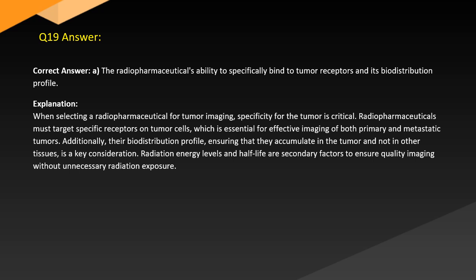Answer. Correct answer A. The radiopharmaceutical's ability to specifically bind to tumor receptors and its biodistribution profile. Explanation: when selecting a radiopharmaceutical for tumor imaging, specificity for the tumor is critical. Radiopharmaceuticals must target specific receptors on tumor cells, which is essential for effective imaging of both primary and metastatic tumors. Additionally, their biodistribution profile, ensuring that they accumulate in the tumor and not in other tissues, is a key consideration. Radiation energy levels and half-life are secondary factors to ensure quality imaging without unnecessary radiation exposure.